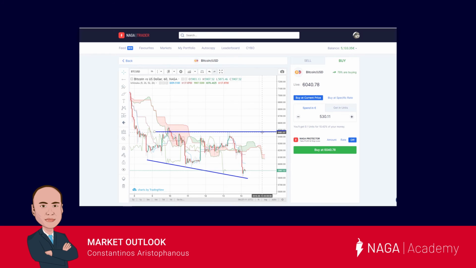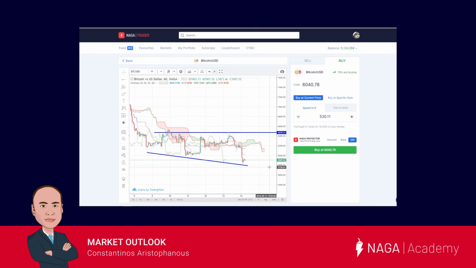6,465. We are then expecting further downward movement and new lows with a possible retest at the 5,800 and then a break to the downside in order to reach the 5,500 price area.